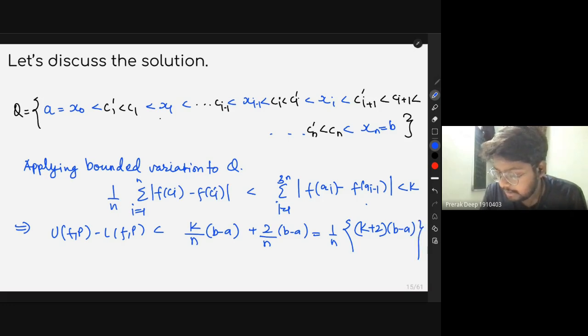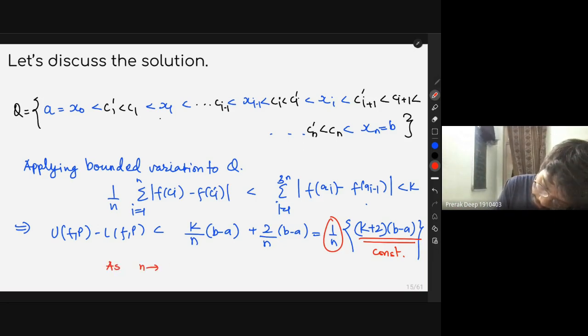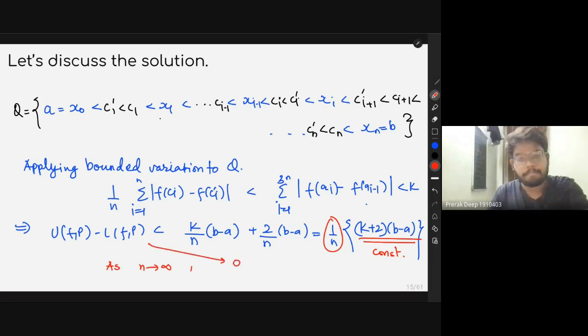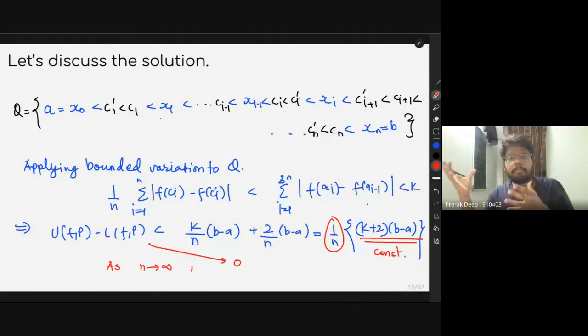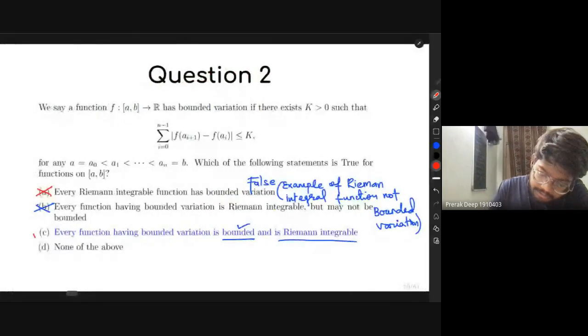Now these things are constant, and this 1 over n, I can take n as large as I want. So as n tends to infinity, this will go to 0, correct? In particular, this will be bounded by epsilon. So this completes the proof that if I start with a bounded variation function, it is going to be a Riemann integrable function. So this completes our discussion on this. So this is true.